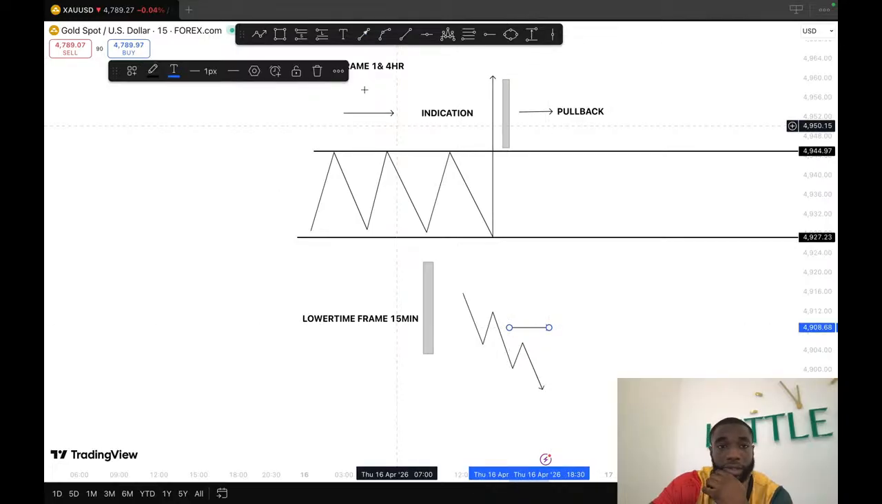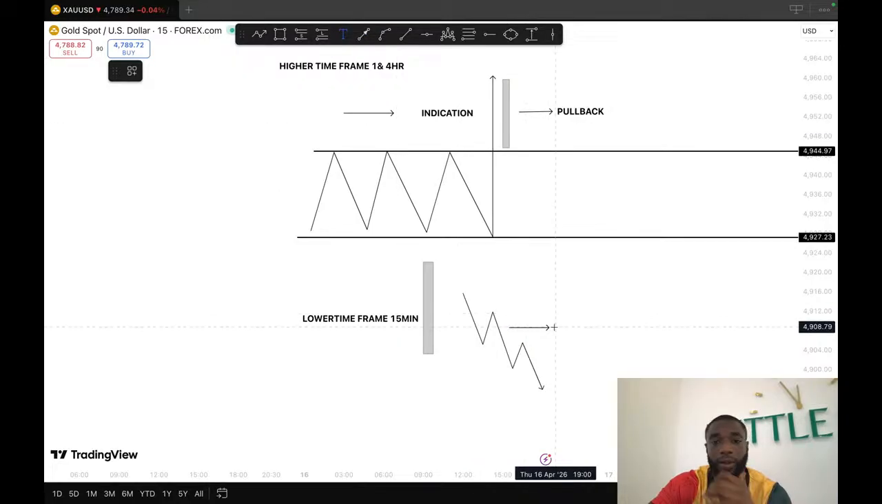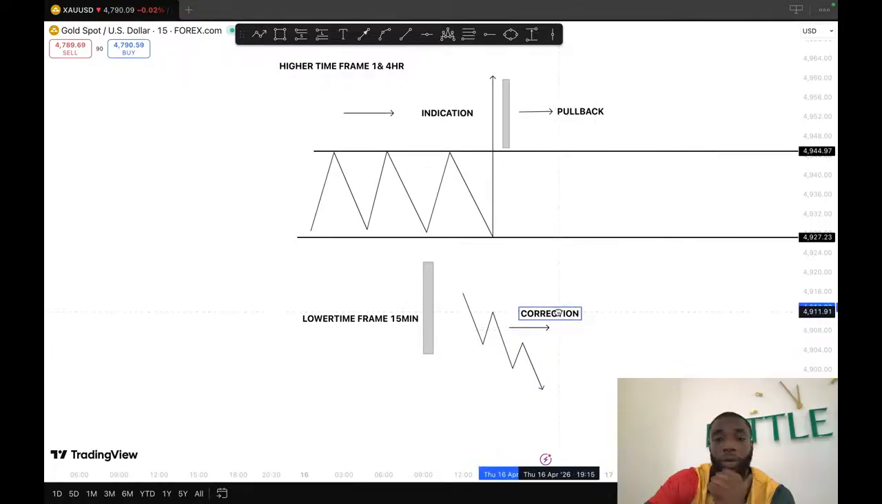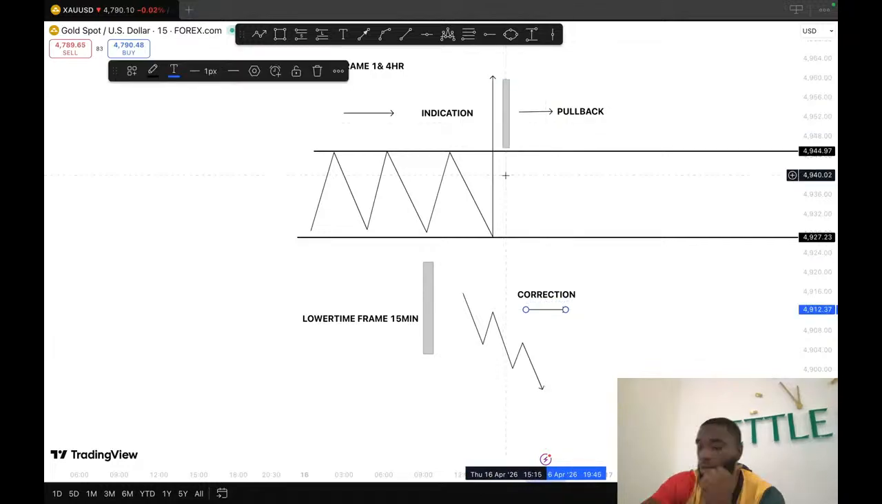This is the correction, right? So how do you know when the correction is over? Because we know that now, when we're having a pullback on the higher time frame, have in mind, this candle here will just be one single candle on the higher time frame.